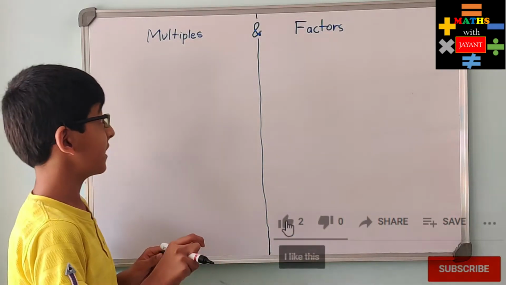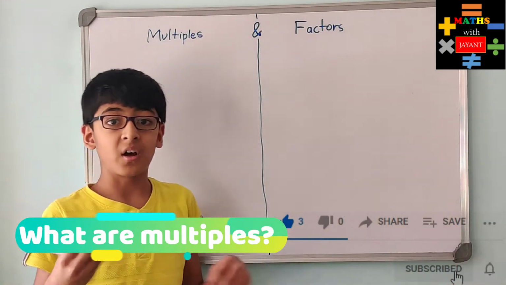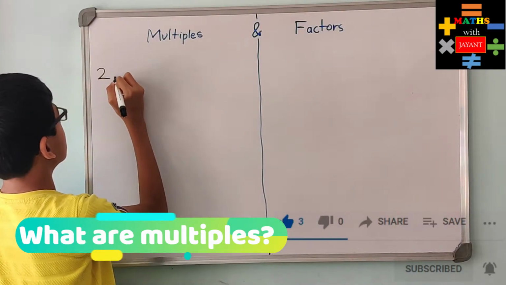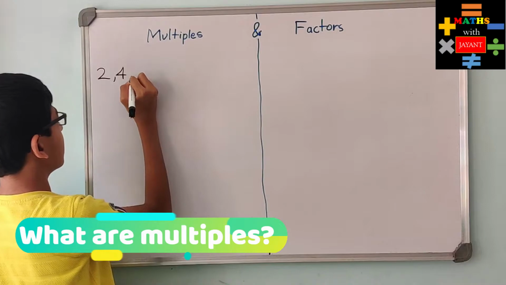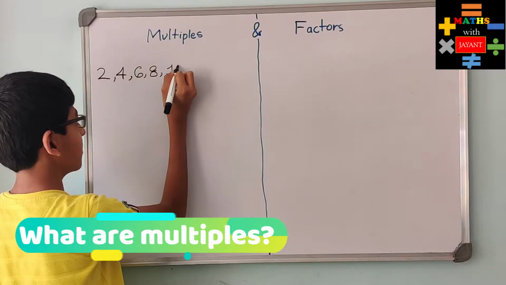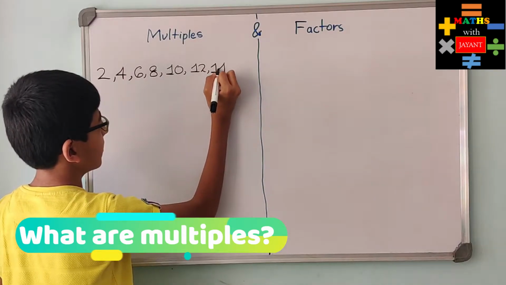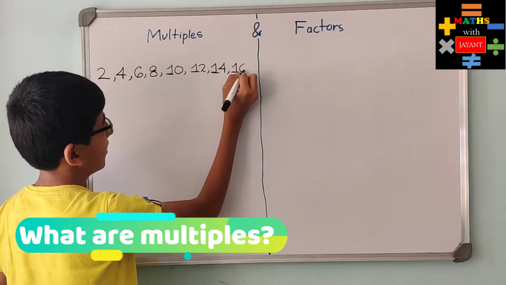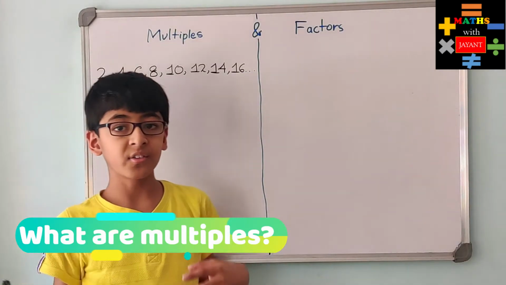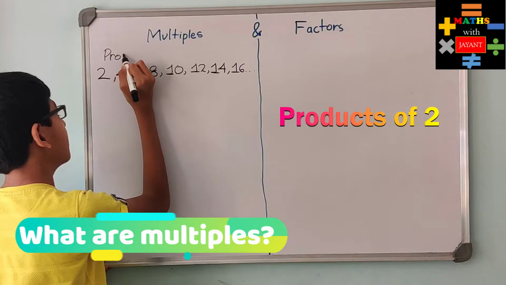So now let us see what multiples are. Suppose I ask the table of 2. Let us recall the table of 2. 2 ones are 2, 2 twos are 4, 2 threes are 6, 2 fours are 8, 2 fives are 10, 2 sixes are 12, 2 sevens are 14, 2 eights are 16, and then we can continue. So these products that I have got are the products of the table of 2.